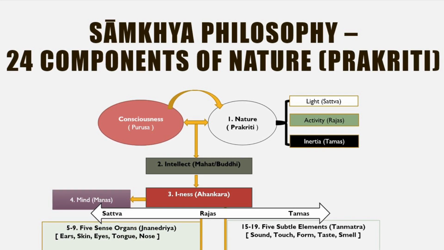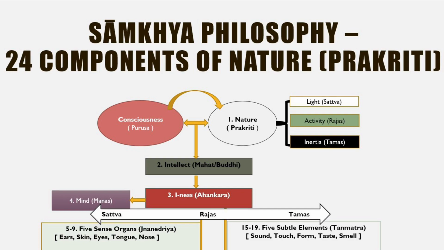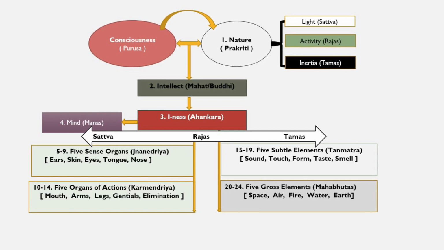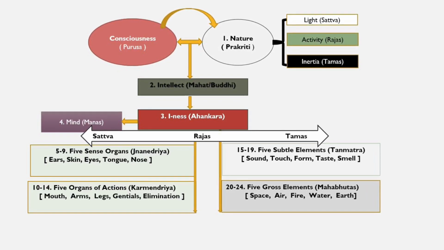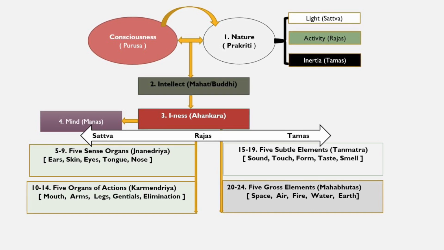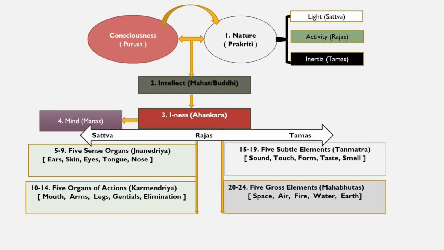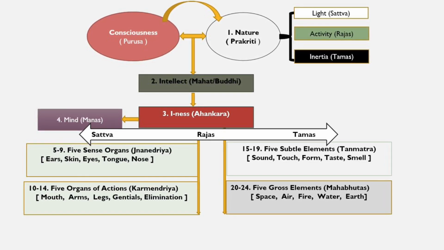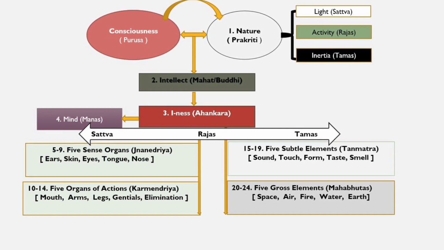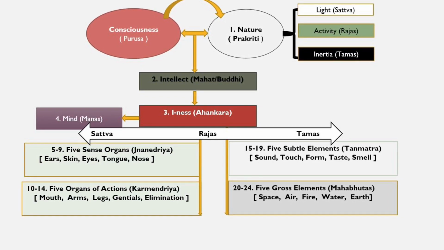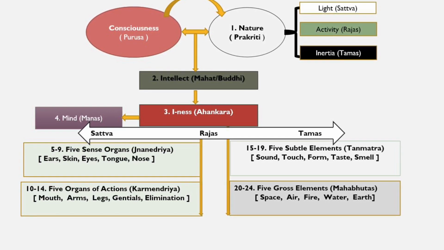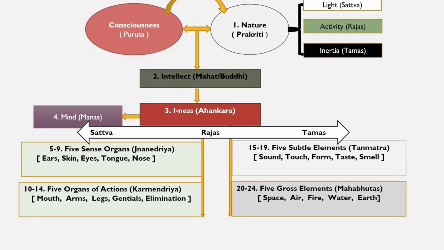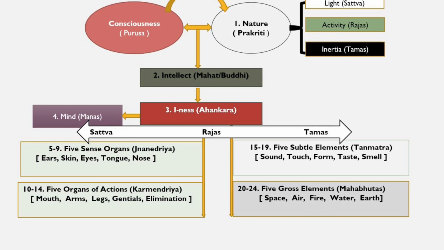So there are three kinds of ahankara inherently in this box, which are sattvic ahankara, rajasic ahankara, and tamasic ahankara. Sattvic ahankara gives birth to the mind or manas, through which we perceive things. From the sattvic ahankara, again, we have the 5 sense organs and 5 organs of action. The rajasic ahankara is nothing but the movement between sattvic and tamasic. However, the tamasic ahankara gives birth to other 10 elements.